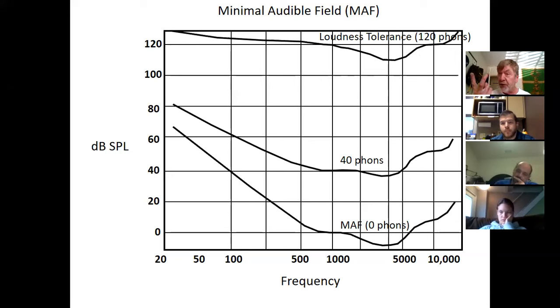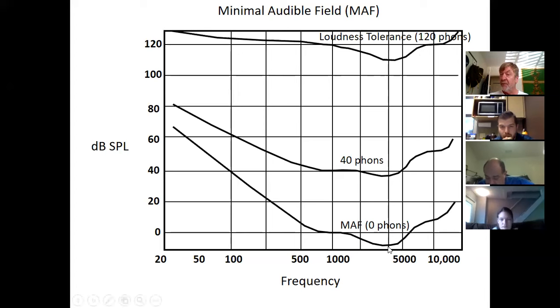Well, let's try the game with 2,000 hertz. What's the softest a 2,000 hertz tone needs to be for a normal hearing human to hear it at 1 meter distance from a speaker with two ears? And it is minus, I don't know, 2 or 3 dB. Let's try 4,000 hertz. Look at 4,000 hertz right here. We require almost minus 10. Look at that, just about minus 10. And then when we go to higher frequencies, our hearing gets poorer again. It's not quite as good. So we've got very uneven hearing across the frequencies.